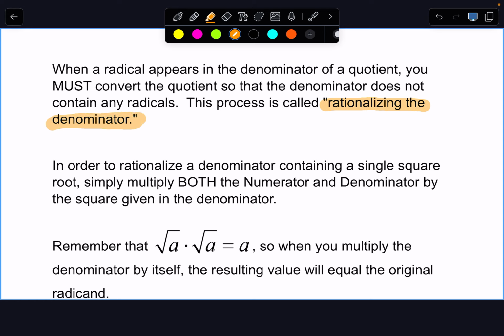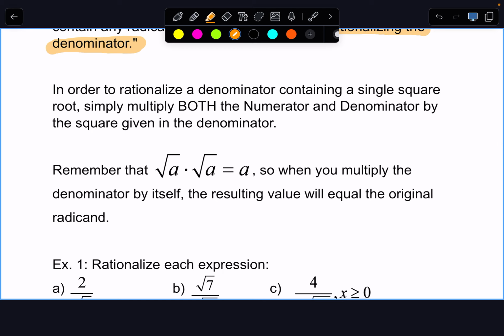I'm going to go ahead and read the technical stuff, and then I'm going to tell you in Moto's words what that means. Guys, in order to rationalize the denominator containing a single square root, simply multiply both the numerator and the denominator by the square root given in that denominator. I'm going to explain what that means. Before we do that, let's have a little reminder. Square root of a times the exact square root of itself will always equal the radicand. When you multiply any square root times itself, it will result in the original radicand without the square root.